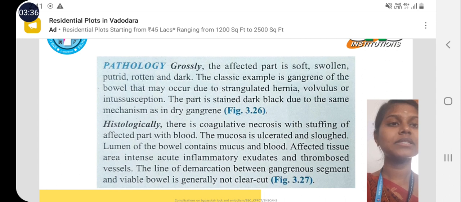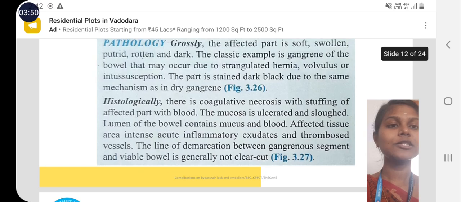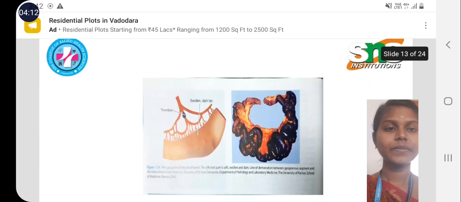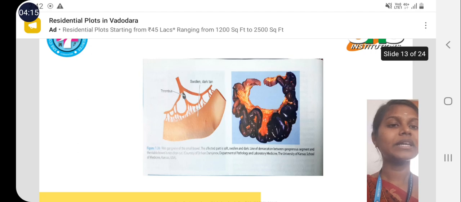The classic example is gangrene of the bowel that may occur due to strangulated hernia, volvulus or intussusception. The part is stained dark black due to the same mechanism as in dry gangrene. Histologically, there is coagulative necrosis with stuffing of the affected part with blood. The mucosa is ulcerated and sloughed. The lumen of the bowel contains mucus and blood. The affected tissue area shows acute inflammatory exudate and thrombosed vessels. The line of demarcation between the gangrenous segment and viable bowel is generally not clear cut. So this is an example of wet gangrene in the bowel.